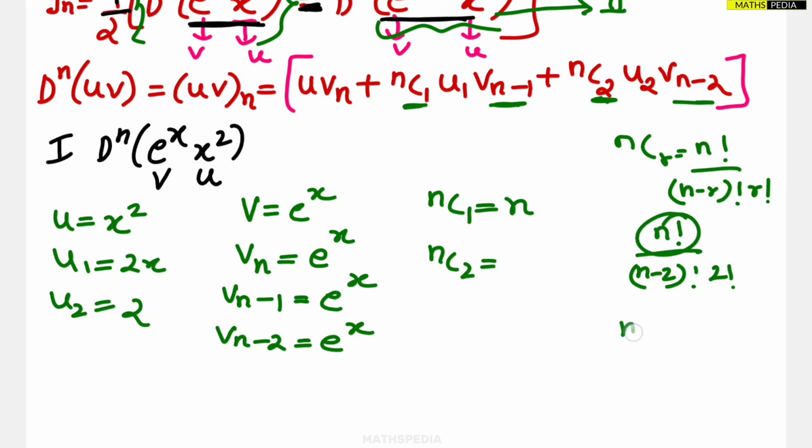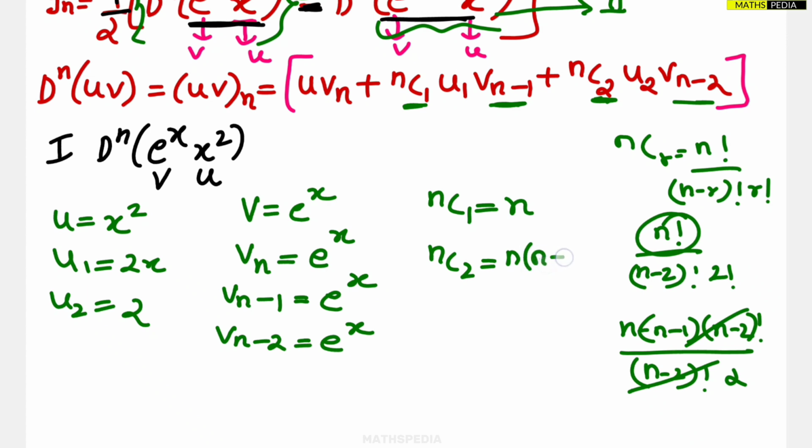n factorial can be rewritten as n into n minus 1 into n minus 2 factorial divided by n minus 2 factorial, because n minus 2 factorial and n minus 2 factorial cancel, here 2 is sitting. So the answer will be n into n minus 1 by 2. Simple. If you are practicing this, you can directly remember nC2 is n into n minus 1 by 2. That's it. Okay. So all the things we got in the first thing.